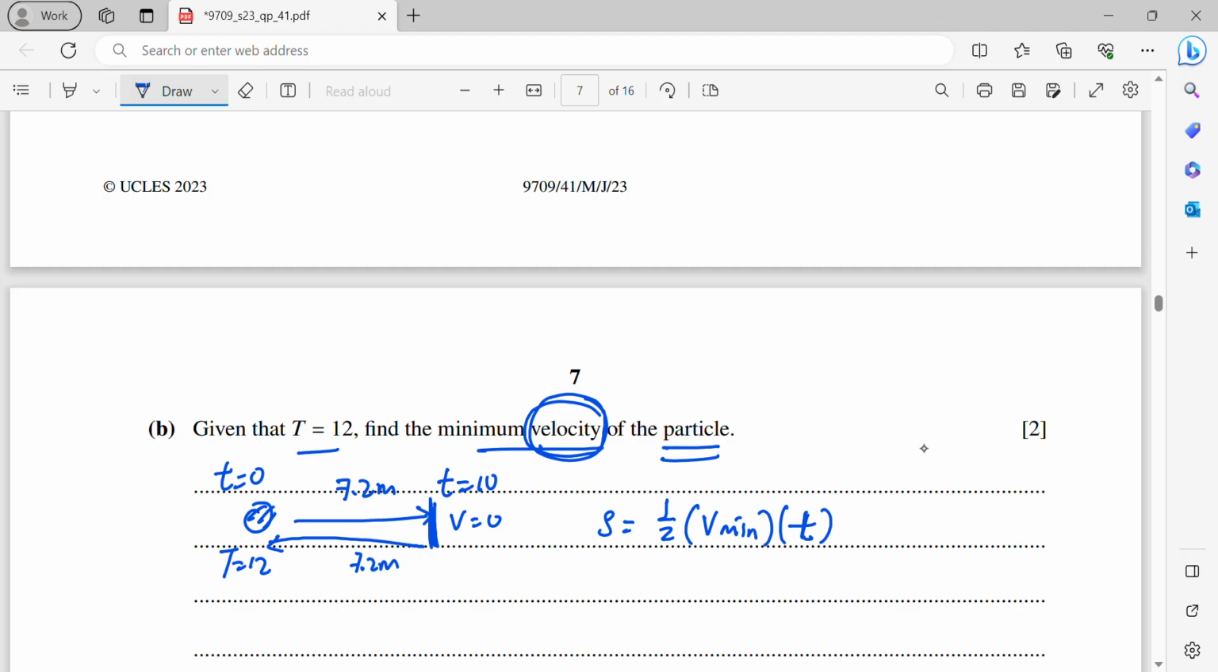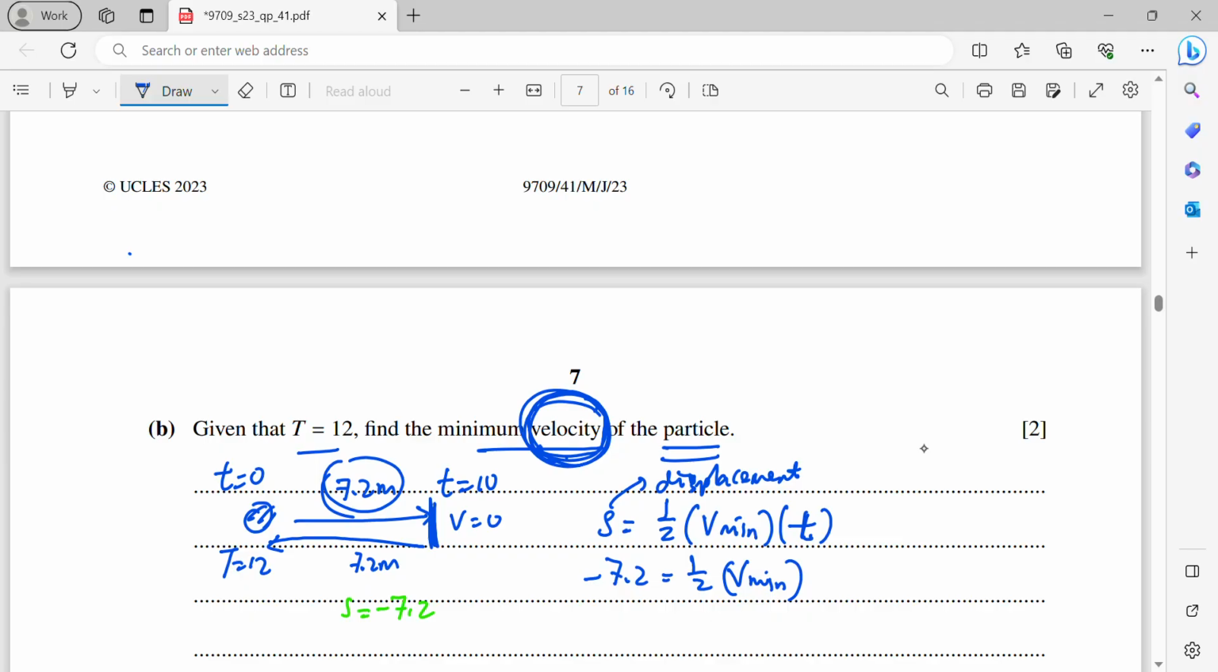But now, since we are looking for velocity, velocity is a vector. That means this s is basically our displacement. It's no longer distance. So 7.2 is positive because it is towards the right side, so the s will be negative now because it is in the opposite direction. So now our s will be negative 7.2, because our s is a displacement. If it were distance, it would be 7.2. So now I will write negative 7.2 equals half of v, which is what we need to find.